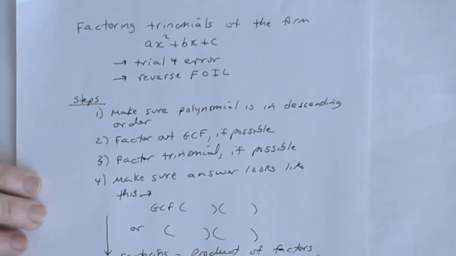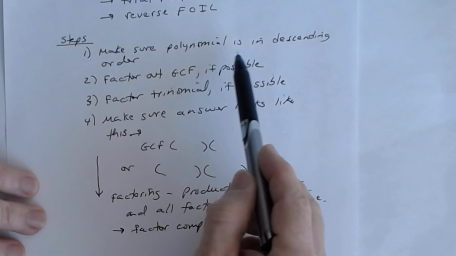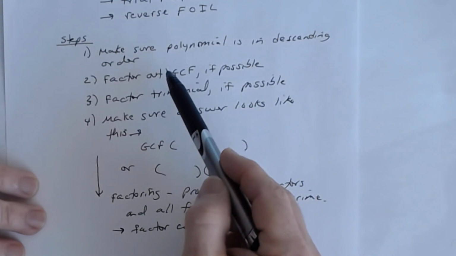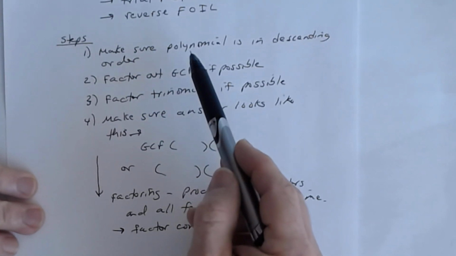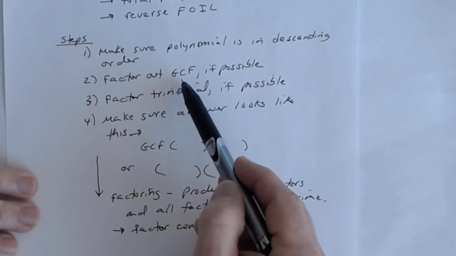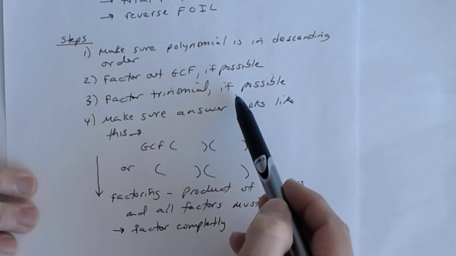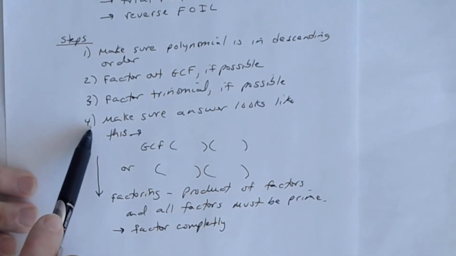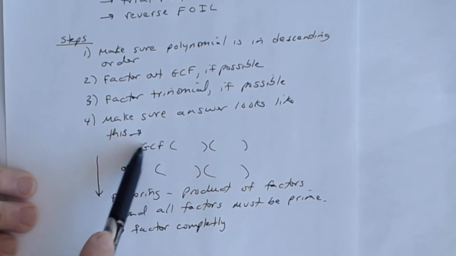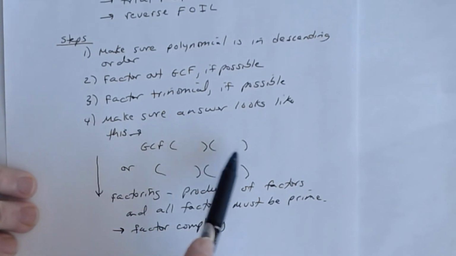Now here are the steps. So the first thing you're going to do is make sure the polynomial is in descending order. Make sure the trinomial is in descending order. So as we go through this, there'll be a couple where it's not in descending order. The second thing you're going to do is factor out the GCF if possible, and then you're going to factor the trinomial if possible. And number 4, you always make sure that your final answer, if you have a GCF that you factored out, is the GCF times those two factors.